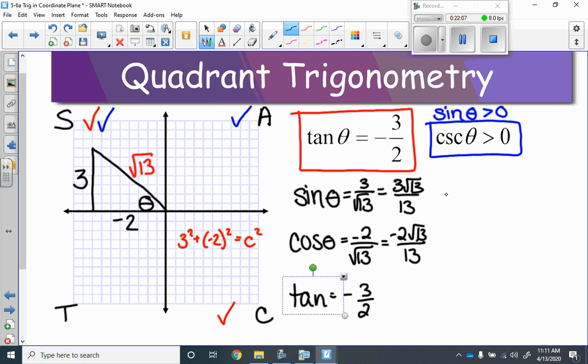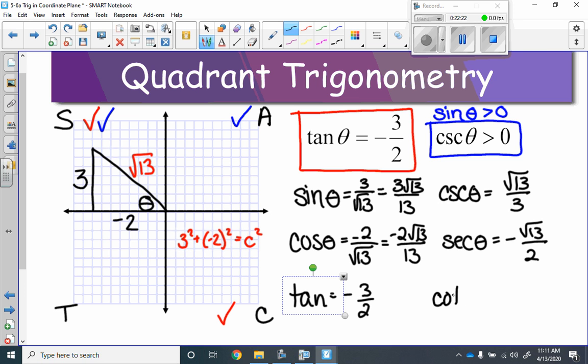To find its reciprocals, you've got your cosecant of theta, which would be a positive square root of 13 over 3. Your secant of theta would be a negative square root of 13 over 2. And then your cotangent of theta would be a -2/3. Alright, so there you have being able to set up and find the different ratios given a certain part of your quadrant.